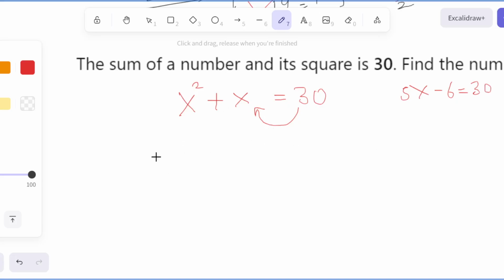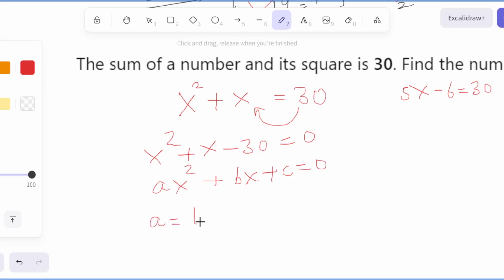Okay, so let me take 30 to this side. So this will become x square plus x minus 30 equal to 0. Again, the same thing, buddy. We need to compare with the standard quadratic equation and find out the values of a, b, and c. So a will come out to be 1, b is also 1, and c is minus 30. Now, very simple. Put this into the quadratic formula.